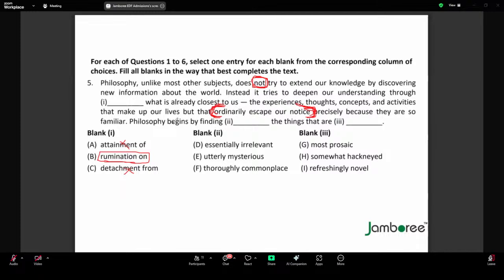So he's repeating the fact here. Philosophy begins by finding something that is mysterious. It's mysterious because it's so in front of us that it ordinarily escapes our notice, things that are actually very common, not refreshingly novel. They're hackneyed and prosaic. Both words work, but this one says somewhat hackneyed. What we need is most prosaic because they are so familiar. Otherwise, hackneyed and prosaic can be interchangeable, meaning something ordinary or dull, nothing exciting about it.